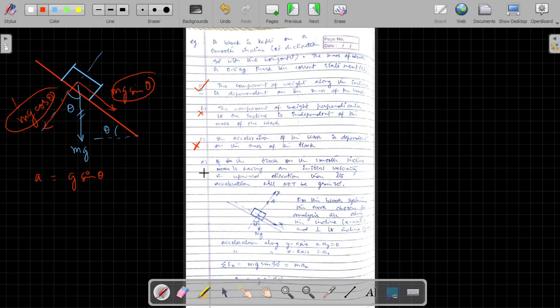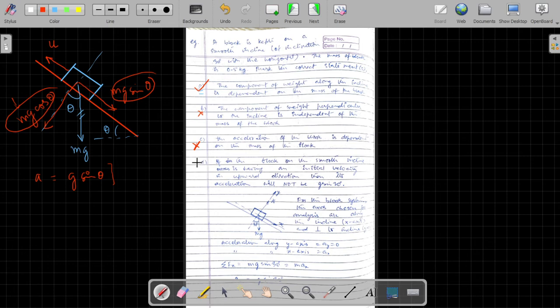If the block on the smooth incline has an initial velocity in the upward direction, then its acceleration will not be g sine 30 degree. So if the block is initially moving upward with some initial velocity, then it should not alter the acceleration of the block. The acceleration of the block is simply governed by the forces acting on it, which do not depend upon the velocity. The velocity of the block does not change the acceleration of the block. It's the other way around: the acceleration changes the velocity of the block.